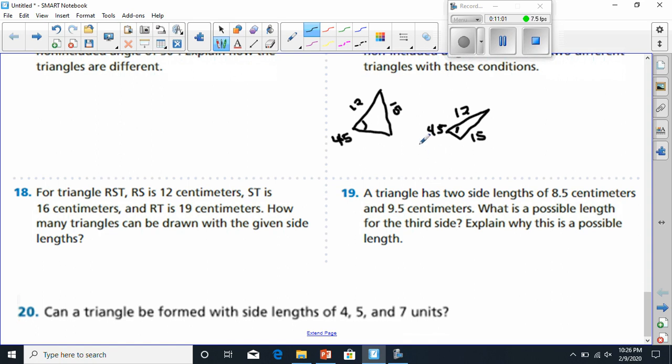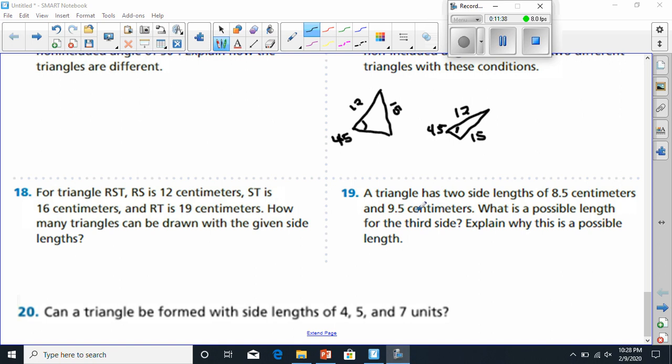Number 19, looks like my last one. The triangle has two side lengths of 8.5 centimeters and 9.5 centimeters. What is a possible length for the third side? Explain why this is a possible length. Well, let's take a good look. So on number 19, it says a triangle has two side lengths of 8.5 centimeters and 9.5 centimeters. What is a possible length for the third side? Explain why it's a possible length.